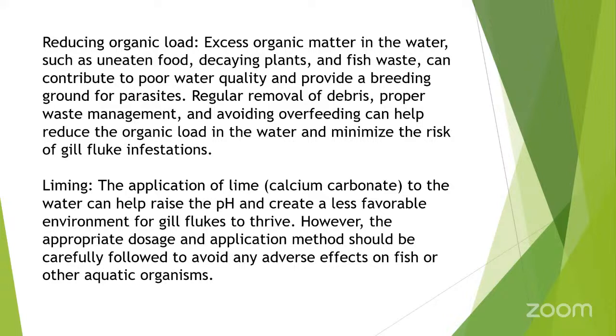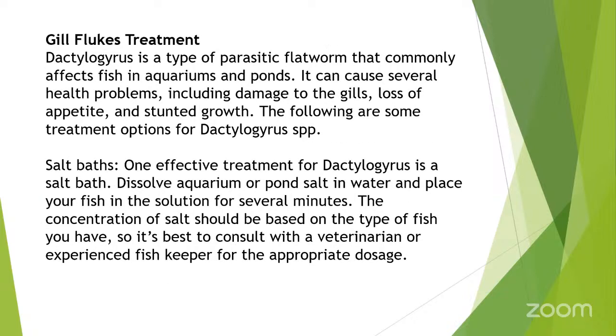Then, liming. The application of lime, that is calcium carbonate, to the water can help raise the pH and create a less favorable environment for gill flukes to thrive. However, the appropriate dosage and application method should be carefully followed to avoid any adverse effects on fish or other aquatic organisms. Now, how to treat these gill flukes?